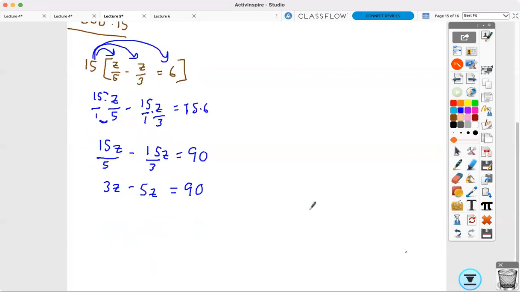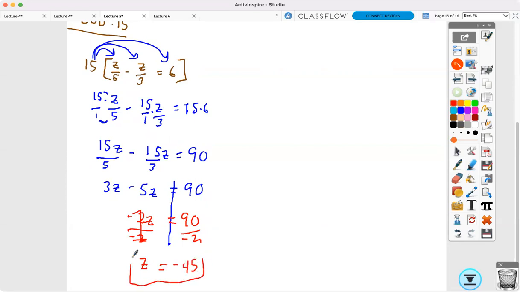Now let's go ahead and combine like terms. 3z take away 5z. You owe me 5, but you only have 3, so you still owe me 2. Equals 90. And they're multiplying, so we're going to divide by -2 on both sides. This becomes a 1. Z is equal to -45, and we're done.